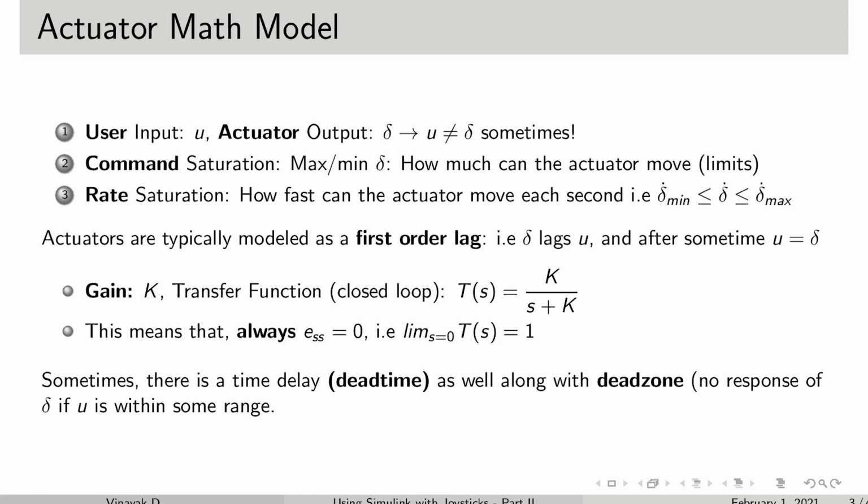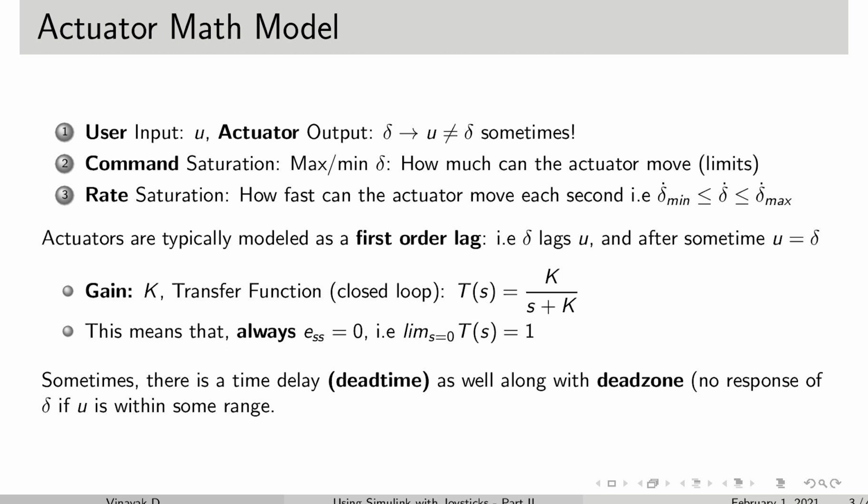Actuators are typically modeled as a first order lag. What this is saying is that if the input to the actuator is called U and the output is called delta, the value of delta will initially not be the same as the value of U. It will lag a bit. So if U is up there, then delta will be approaching it. Only after a few moments will delta be equal to U, and that's when you have the full output of the actuator. This is very important because in real life systems, this is how they normally do it.